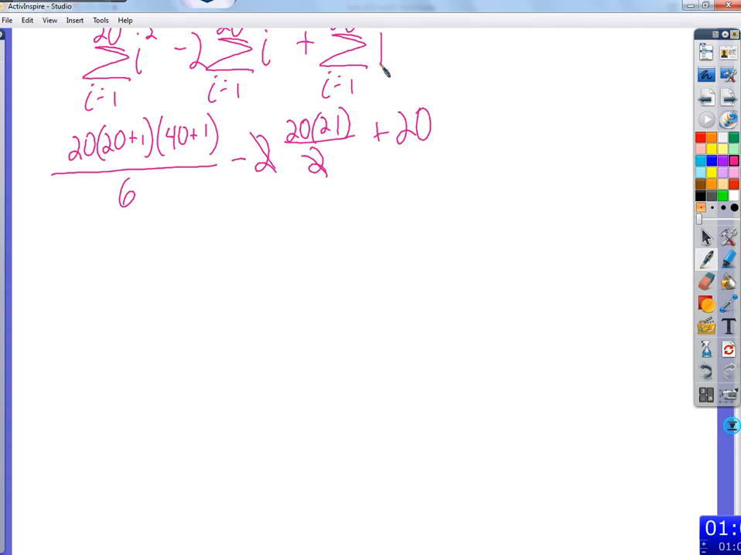Let's see, we got 20, 21, 41. The 6 is going to cancel with the 20 a little bit. We get 10, 3. 21 and 3, that's a factor of 7. So we got 10 times 7 times 41. That's 2870, not 2807.